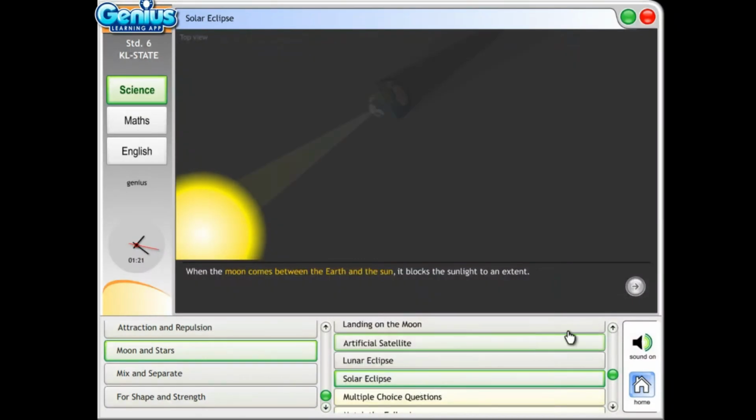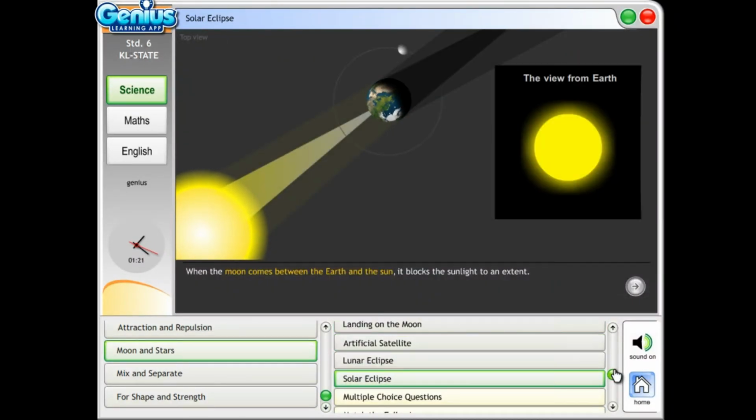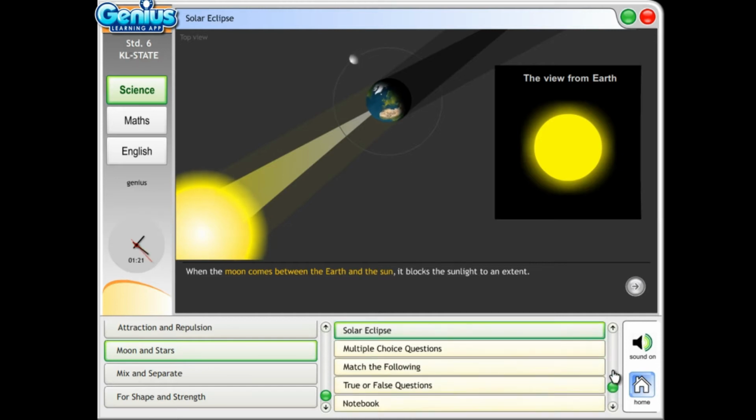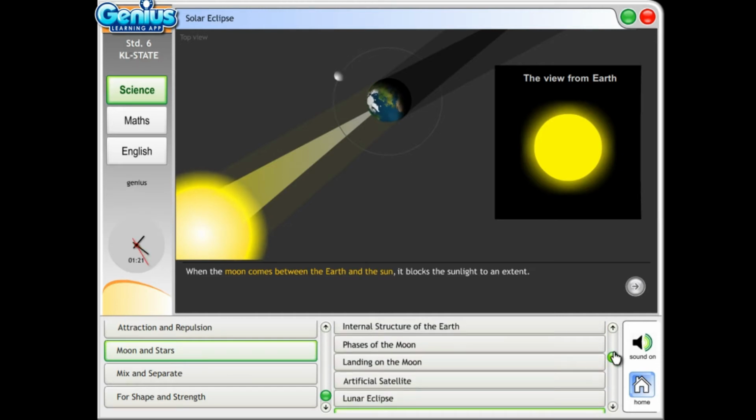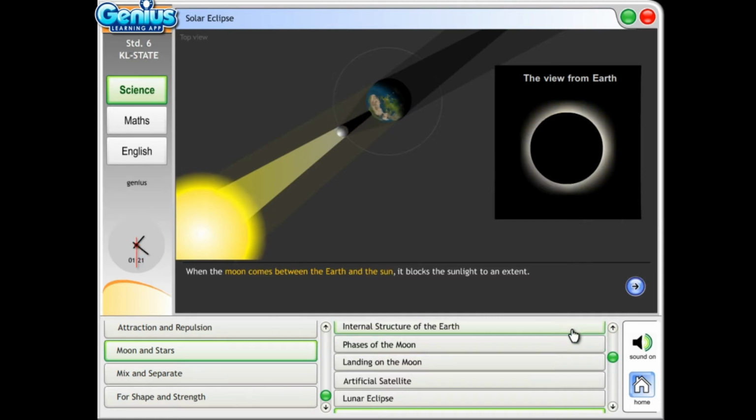Solar eclipse. When the moon comes between the Earth and the sun, it blocks the sunlight to an extent. The sun looks as though it has a disk in front of it that creates a shadow. This is called a solar eclipse. The sky goes dark, as if it were night.